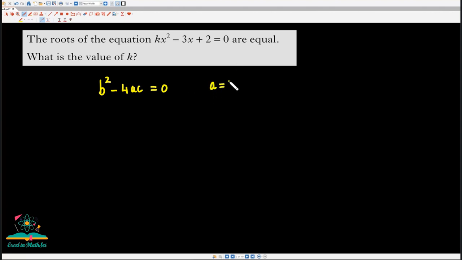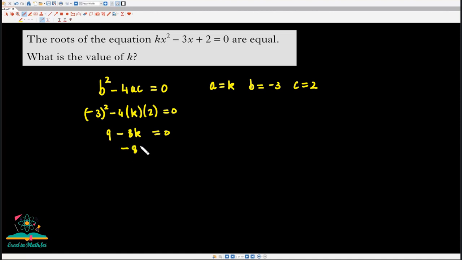So your a is k, your b is minus 3, and your c is 2. And we substitute that in here, so that gives us minus 3 all squared minus 4 times a, which is k, times c, which is 2. So that would give us 9 minus 8k, that's equal to 0.